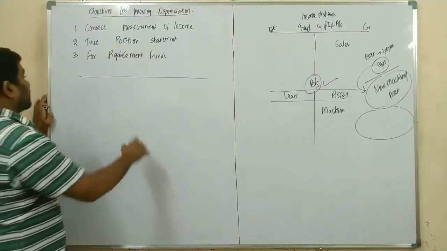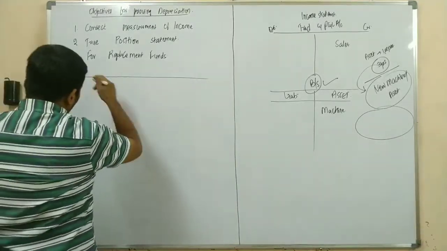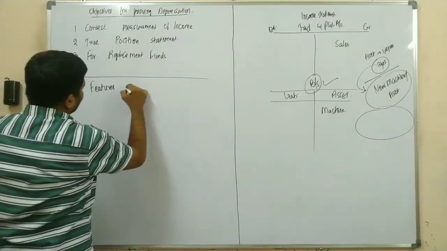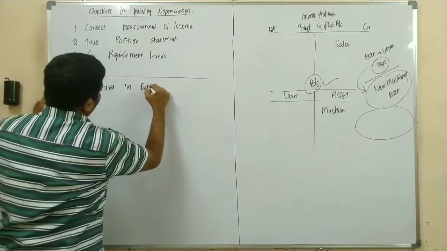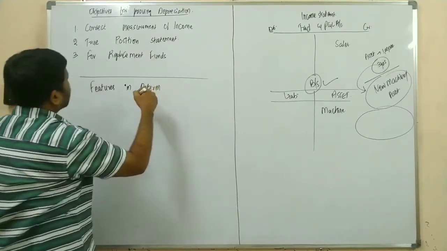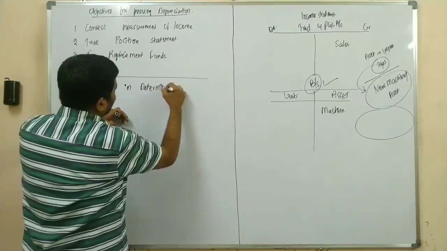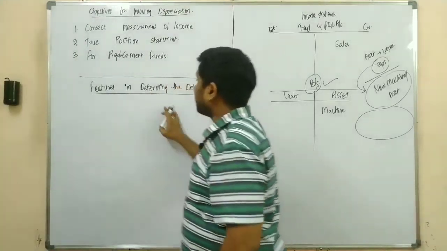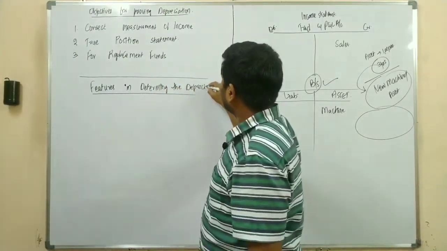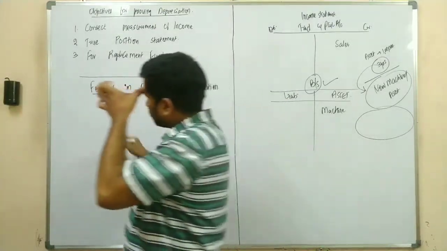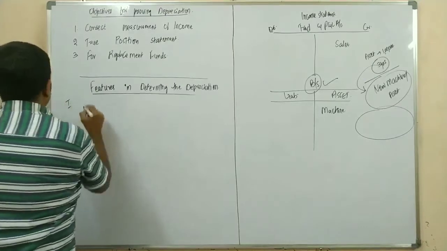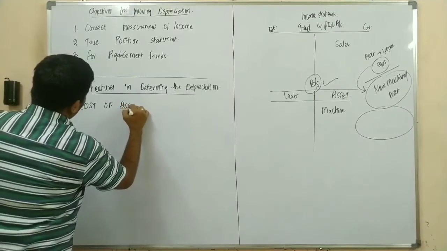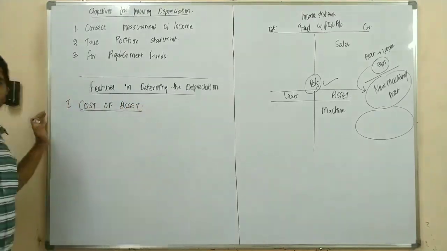Okay, now our next topic would be features in measurement or determining the depreciation. Features in measurement or determining the depreciation. Now, your first feature would be the cost of asset. Sir, what is the meaning of cost of asset?